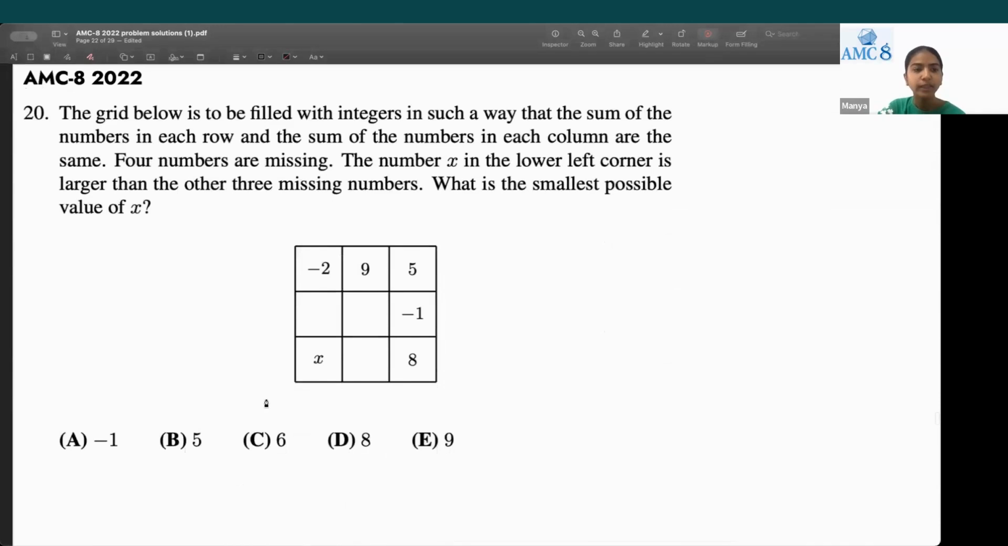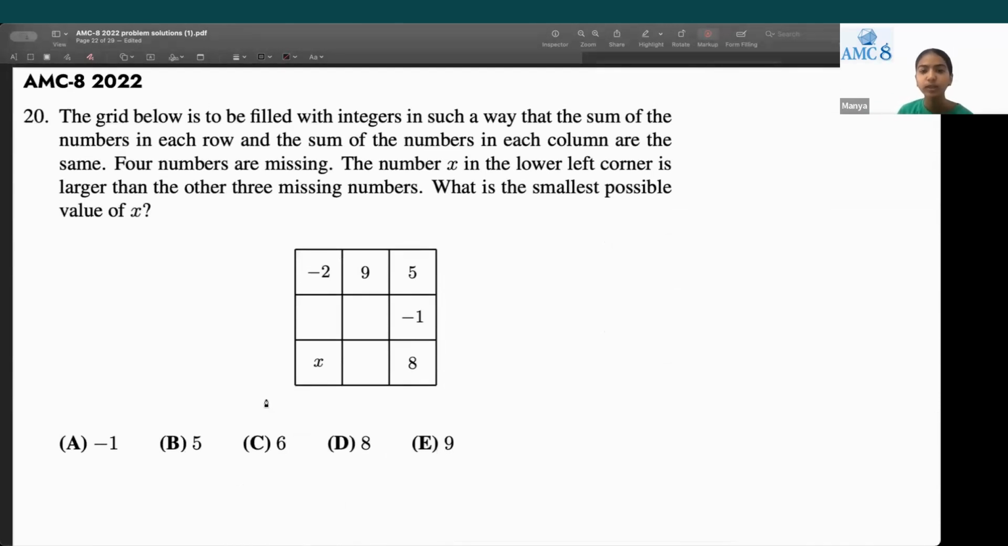Problem number 20. The grid below is to be filled with integers in such a way that the sum of the numbers in each row and the sum of the numbers in each column are the same. 4 numbers are missing. The number x in the lower left corner is larger than the other 3 missing numbers. What is the smallest possible value of x?